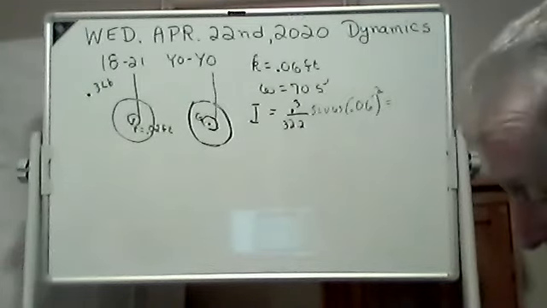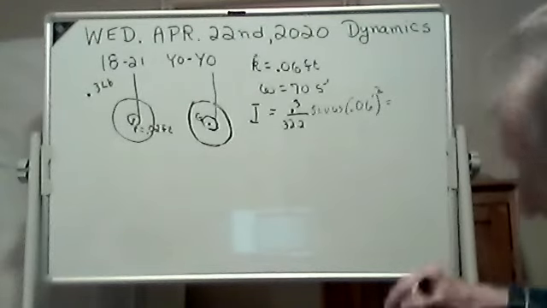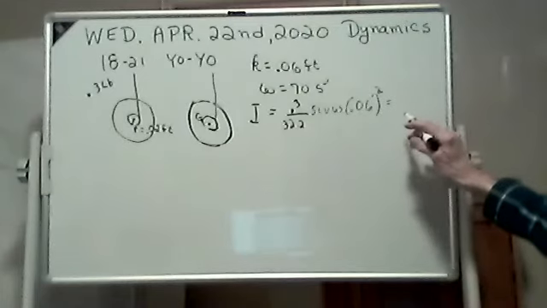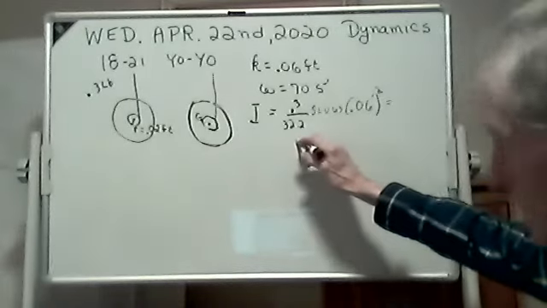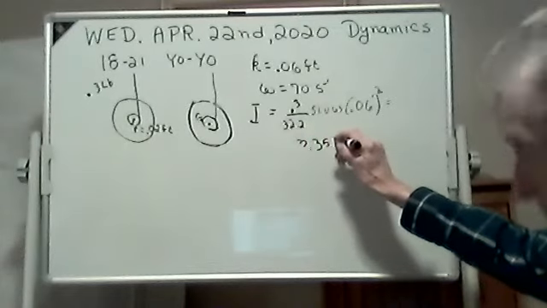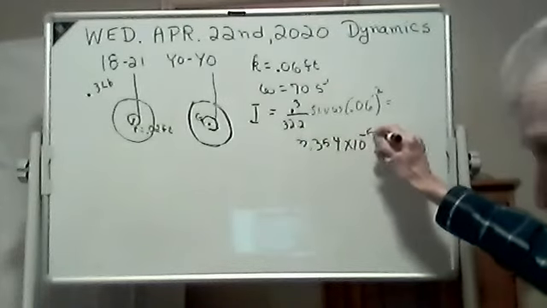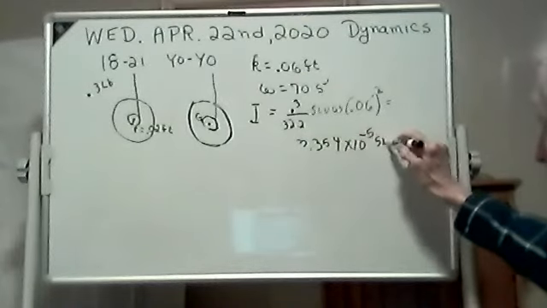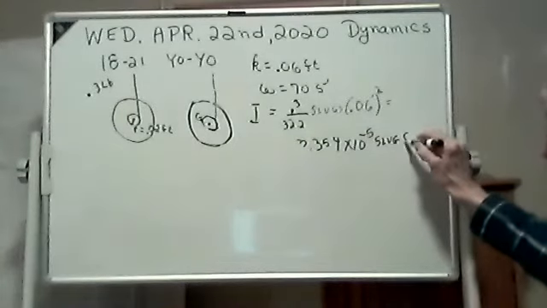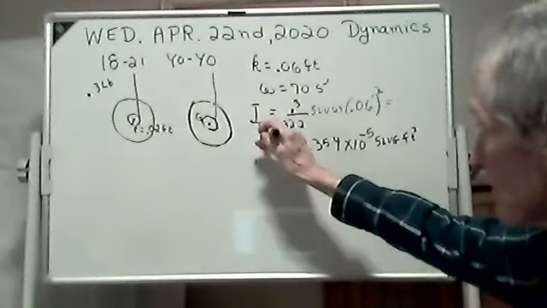Okay, here goes. 0.06 squared. Gee, I get a big old number here. Can't help it. It's 3.354 times 10 to the minus 5 slug feet squared. That's the moment of inertia of our yo-yo. Okay.